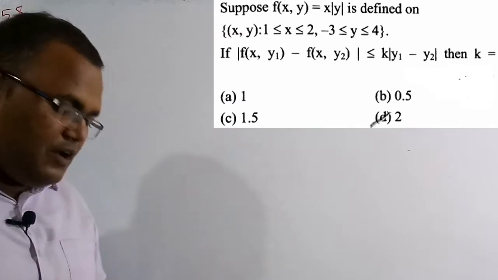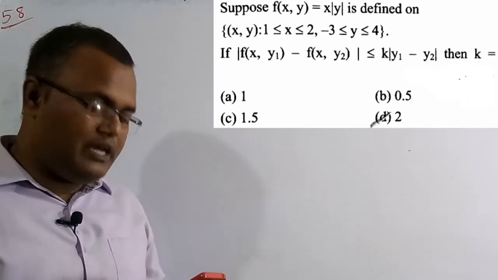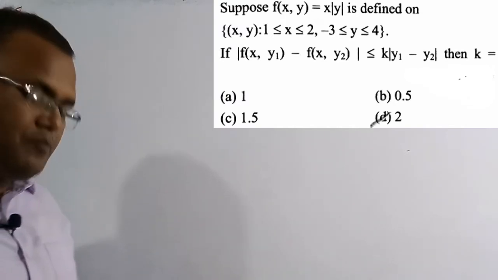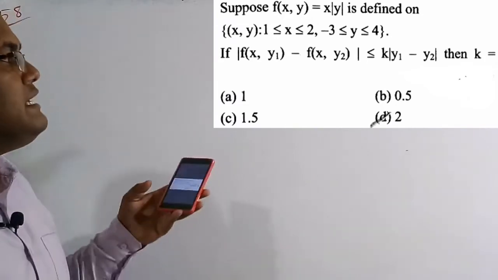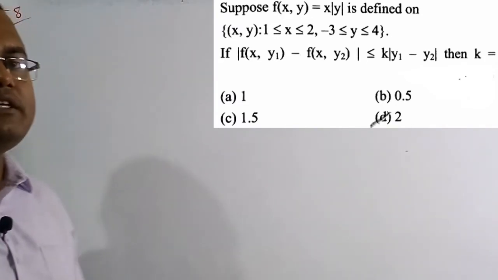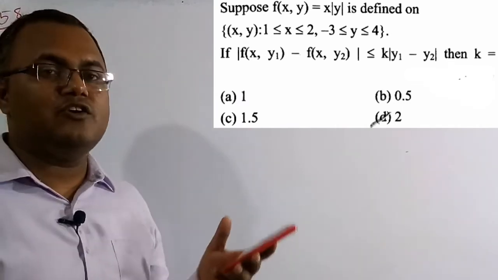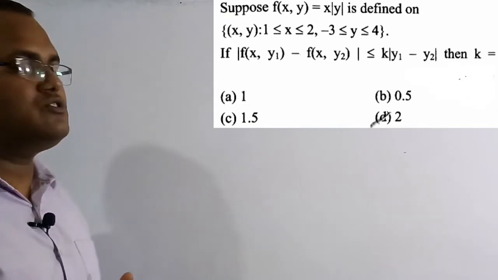Now, if modulus of f(x, y1) minus f(x, y2) is less than or equal to k times mod of y1 minus y2, then what is the value of k? Based on this constraint, we have to find the value of k that satisfies the condition. Out of these four options, option D, k equal to 2, is the correct solution of this question.